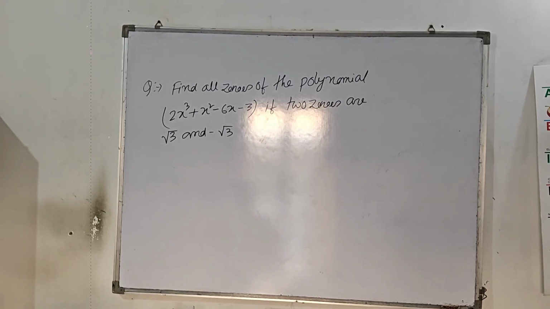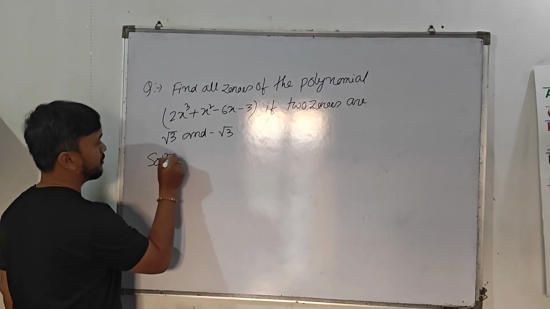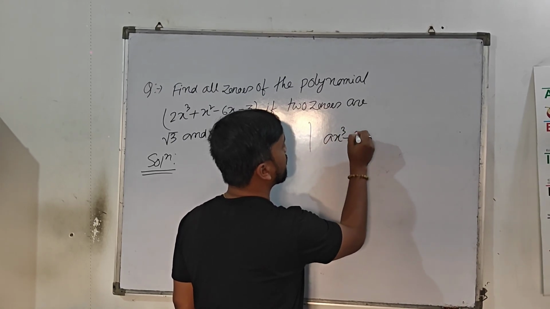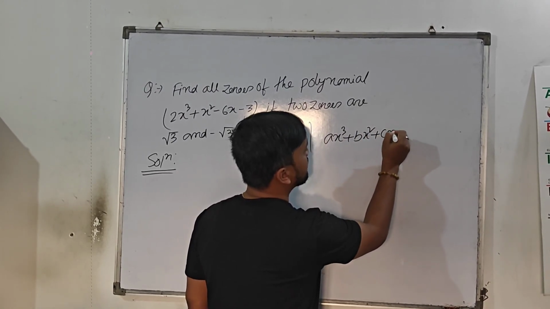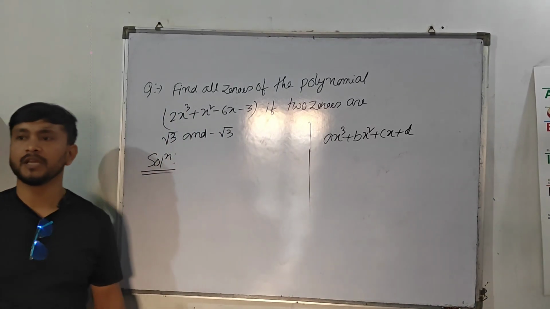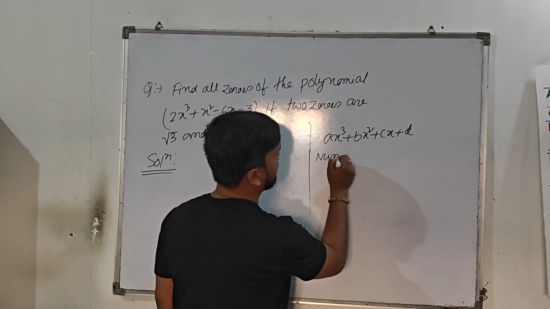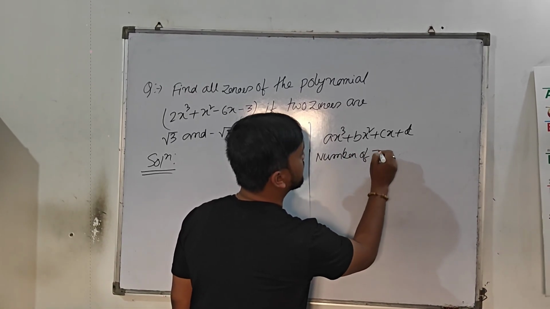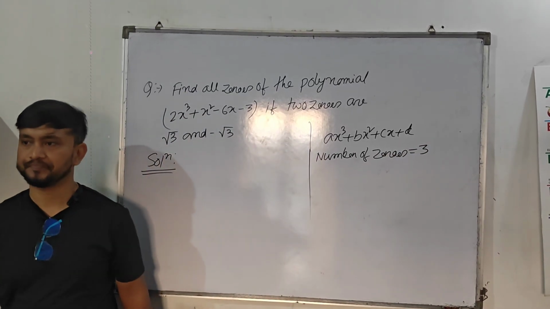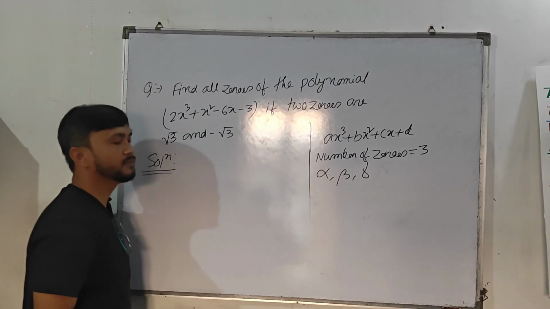So this is a cubic polynomial. The expression of a cubic polynomial in standard form is ax cubed plus bx squared plus cx plus d. The number of zeros is 3, and they are alpha, beta, gamma.